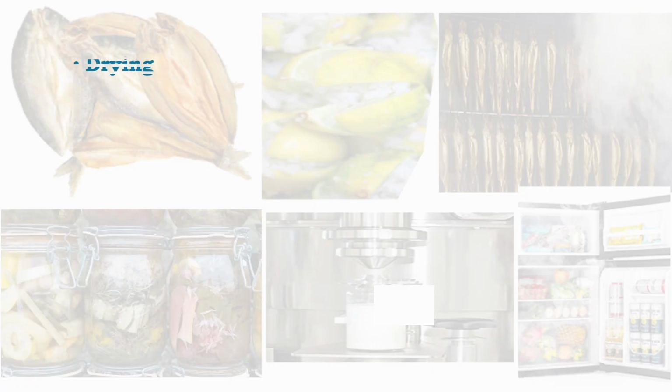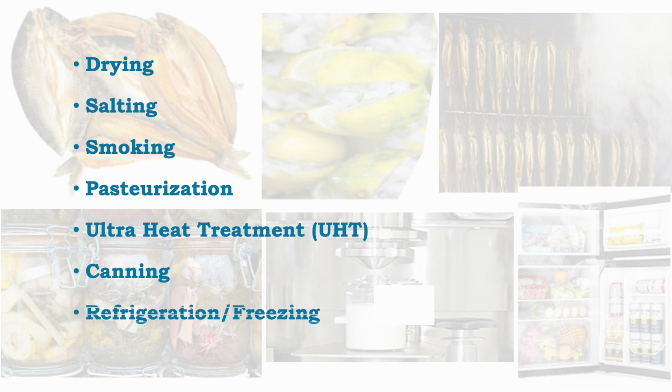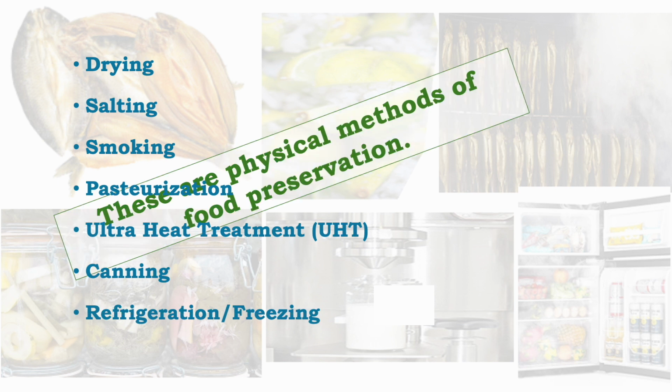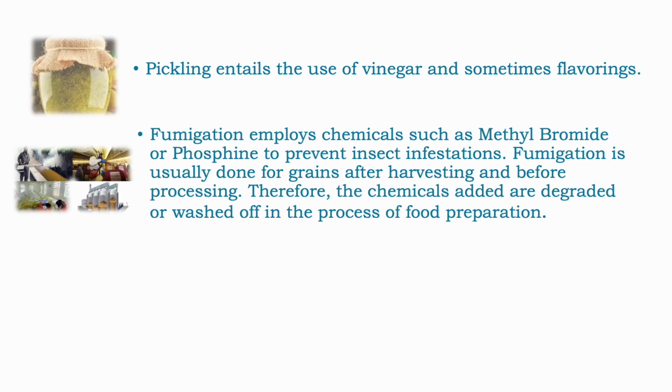Out of these methods of food preservation, drying, salting, smoking, pasteurization, ultraheat treatment, canning, refrigeration, and freezing are considered physical methods of food preservation since they do not involve chemicals or radiation. Pickling entails the use of vinegar and sometimes flavorings. Fumigation employs chemicals such as methyl bromide or phosphine to prevent insect infestations. Fumigation is usually done for grains after harvesting and before processing. Therefore, the chemicals added are degraded or washed off in the process of food preparation.